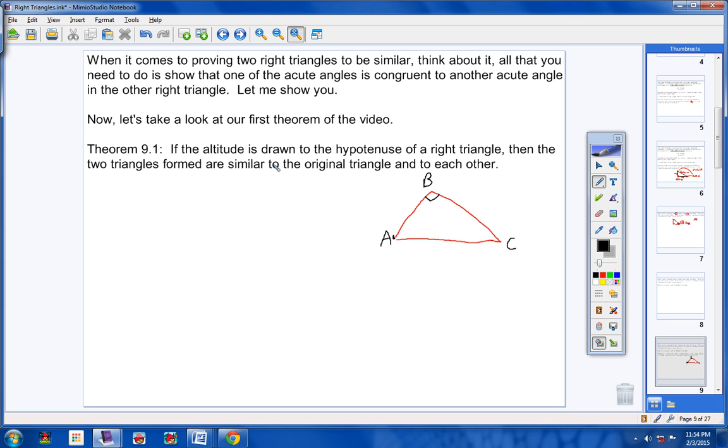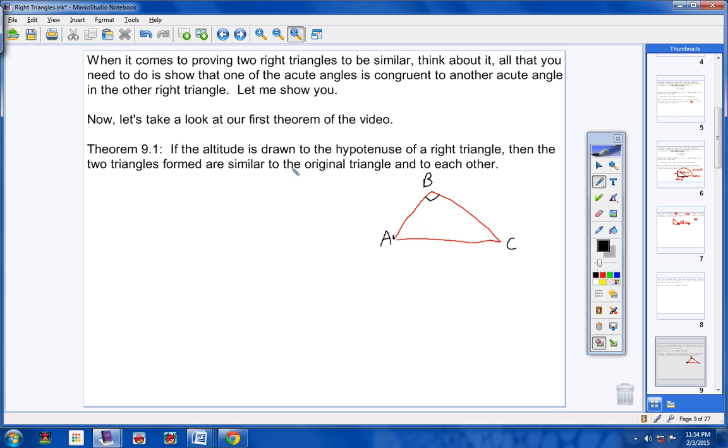If an altitude is drawn, now, do you remember what an altitude is? Let me refresh your memory, okay? An altitude is drawn from a vertex of a triangle to the other side in such a way that it's perpendicular to the opposite side, okay? So, let me say it again, it's a line drawn from a vertex to the opposite side in such a way that it's perpendicular, okay?